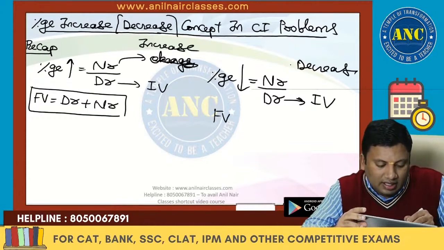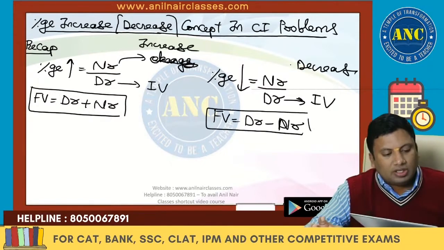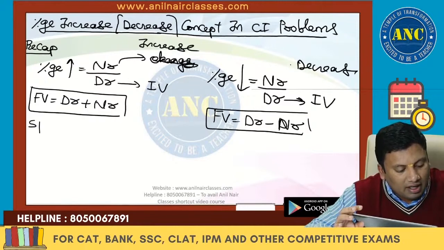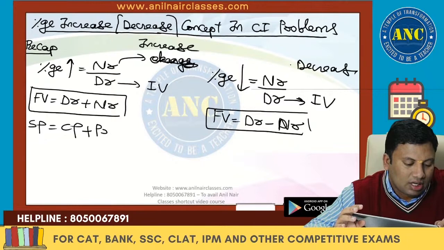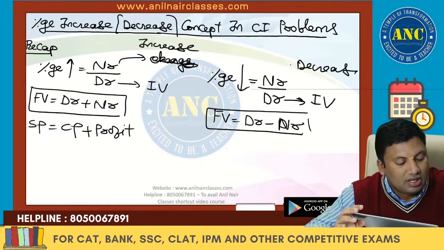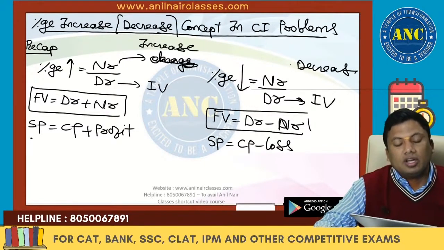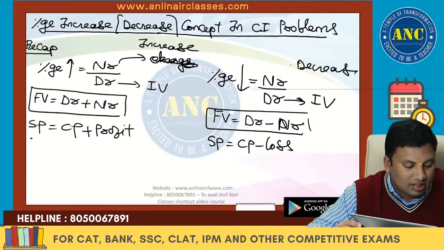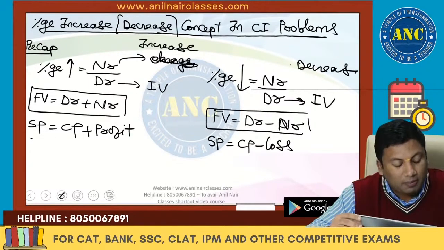Here it is a decrease. Final value equivalent to denominator minus numerator. Right? This final value could be selling price. Selling price equivalent to cost price plus profit. Selling price equivalent to cost price minus loss. Similarly here, SP equivalent to CP plus profit. SP equivalent to CP minus loss.